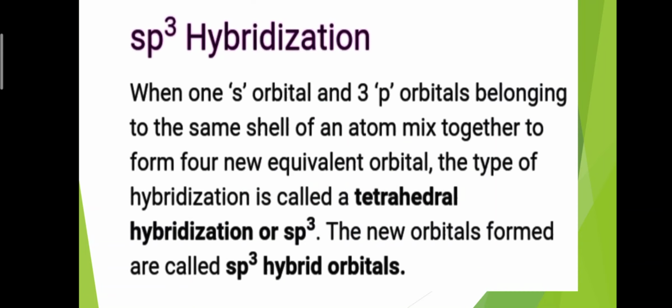Now sp3 hybridization. When one s orbital and three p orbitals belonging to the same shell of an atom mix together to form 4 new equivalent orbitals, the type of hybridization is called tetrahedral hybridization or sp3 hybridization. The new orbitals formed are called sp3 hybrid orbitals.